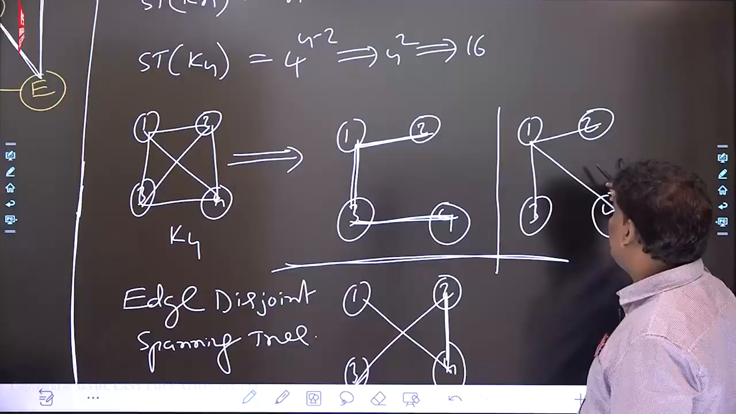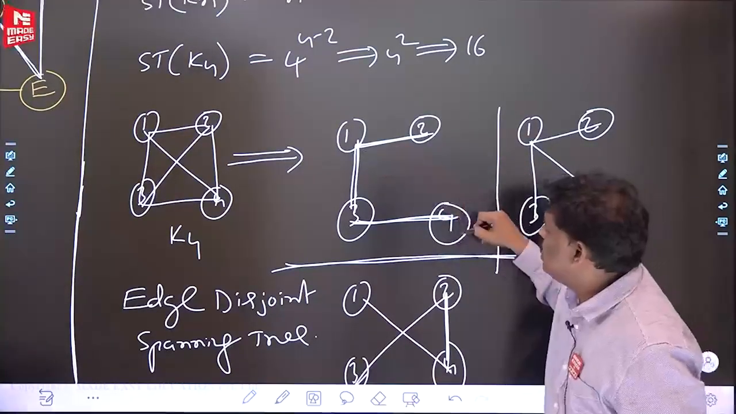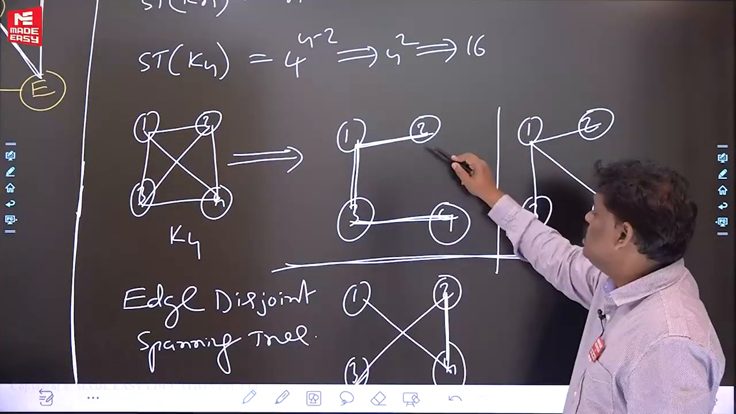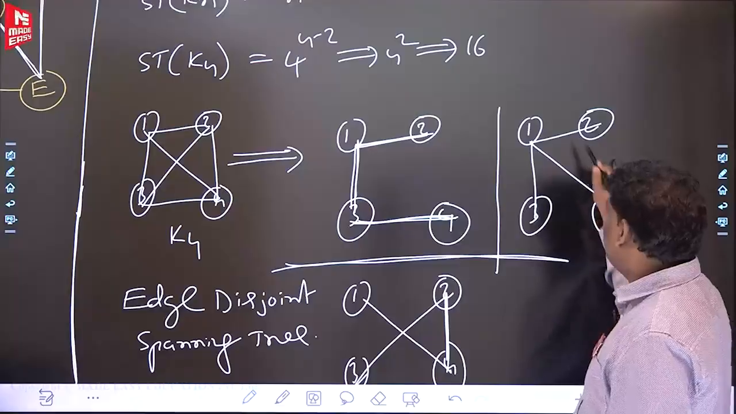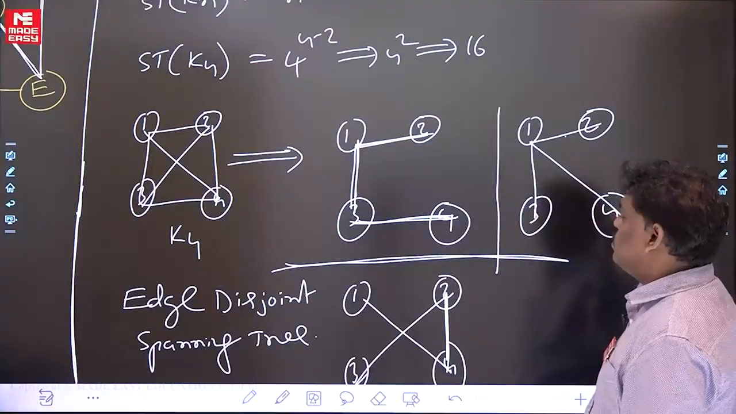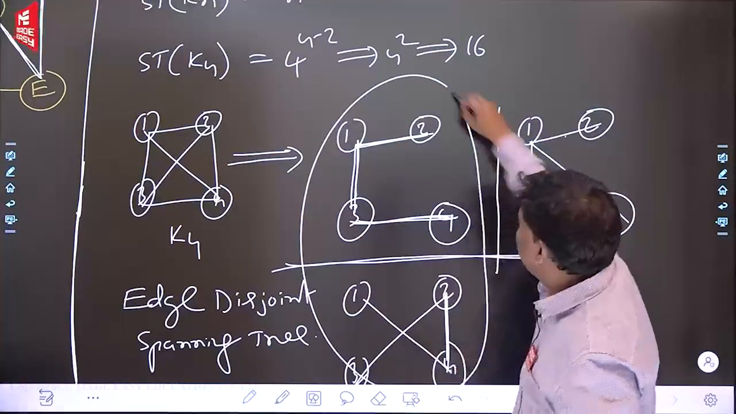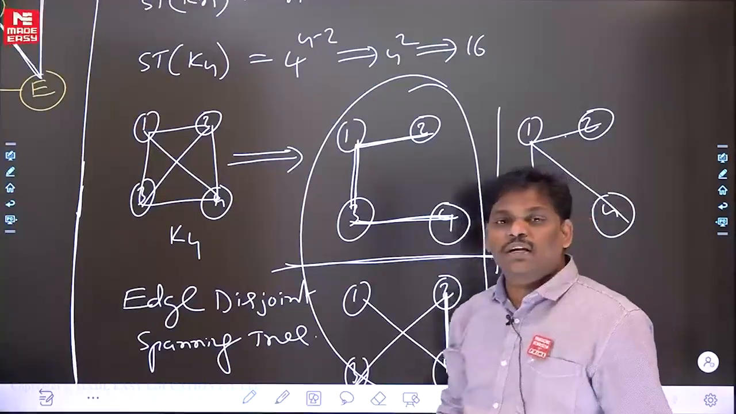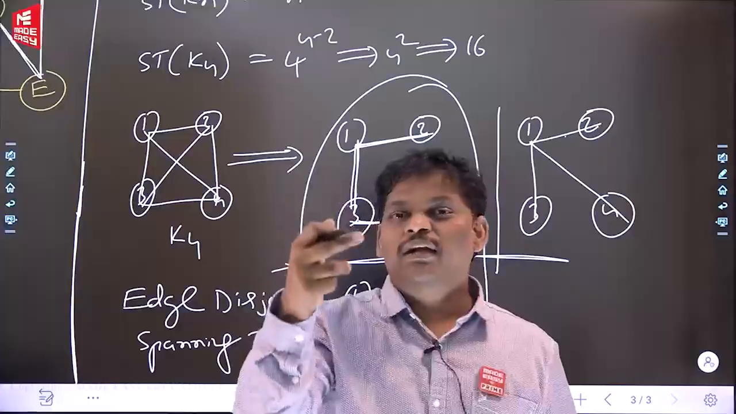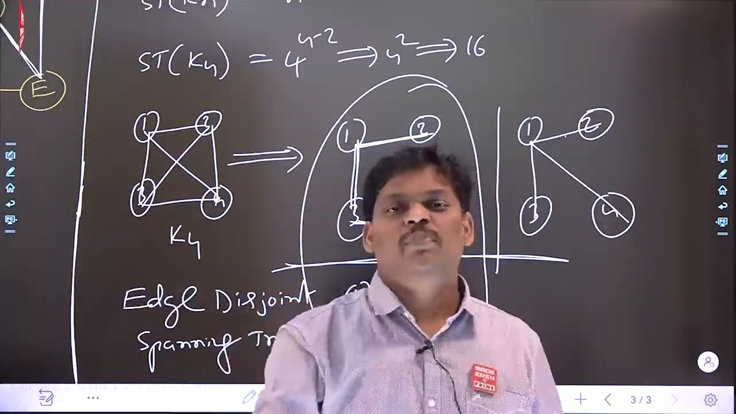Some people are asking, sir, how can you say both are different? See this one. In this spanning tree, this edge is not there, but here it is there. So some edges may be common. These two are not edge disjoint spanning trees because this edge is common. This edge is also common, but some difference is there. So these are different spanning trees, but these other two are edge disjoint spanning trees. Edge disjoint spanning tree, what is the meaning? No edge is common in the spanning trees you have drawn. That is called an edge disjoint spanning tree.